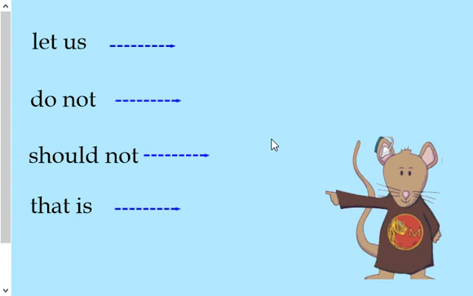Okay, now it's time for you to have a go. I've put up a few words that need contracting here. So let us, what does that become? Let us go to the zoo. Do not run across the playground. Should not, I should not have to tell you twice. That is the way to do your work. So what are you going to change these four of them to if you're going to contract them? Have a little think, and then I'll show you the answers in 3 or 4 minutes time. So press pause and then press play when you are ready.